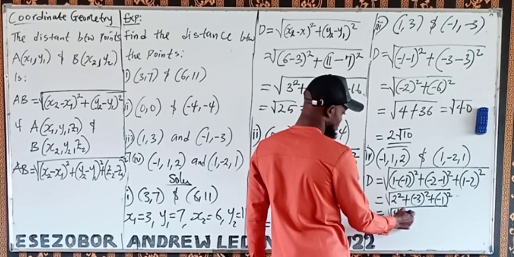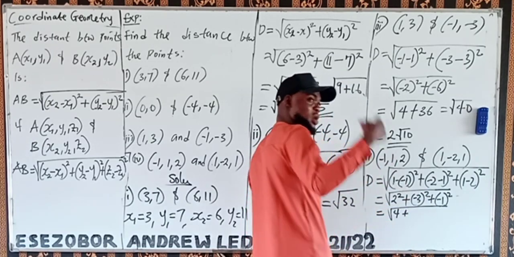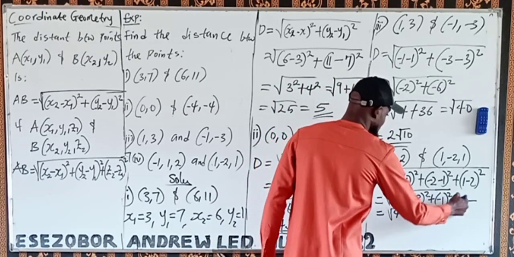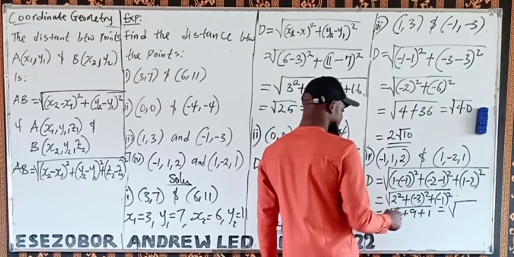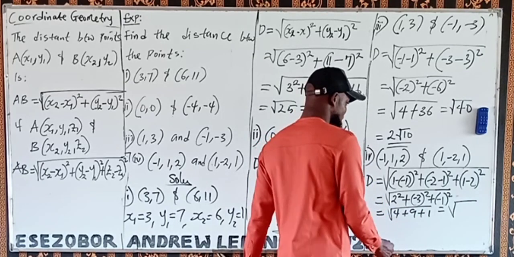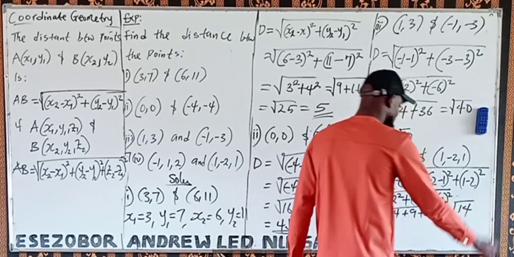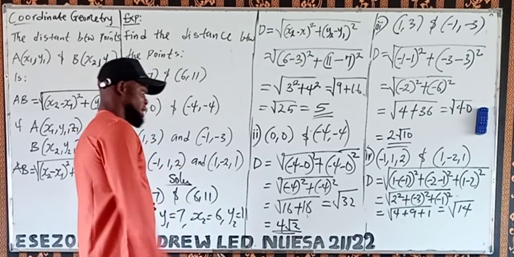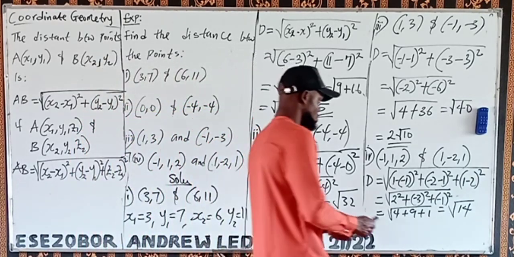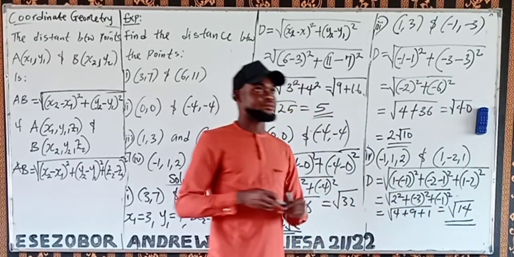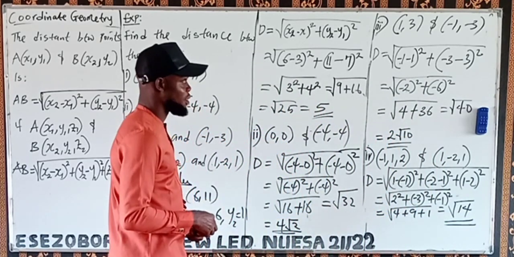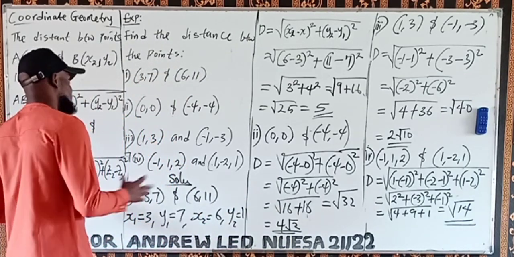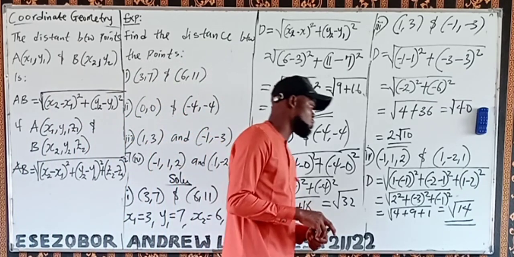That is 4, plus minus 3 squared, we change to plus, that's 9, plus minus 1 squared, change to plus, that's 1. So 4 plus 9 is already 13, plus 1 is 14. 4 times something cannot give us 14, and 9 times something cannot give us 14. So we leave it as root 14. This is how we work out the distance between 2 points.